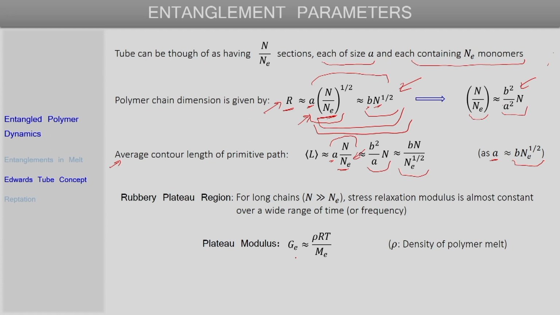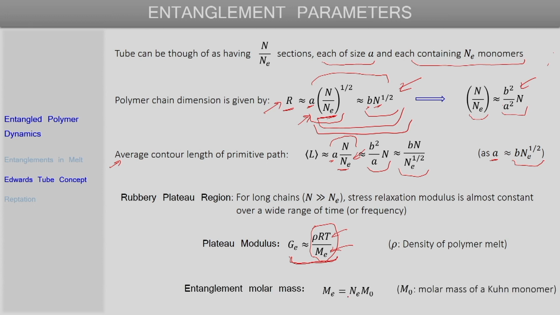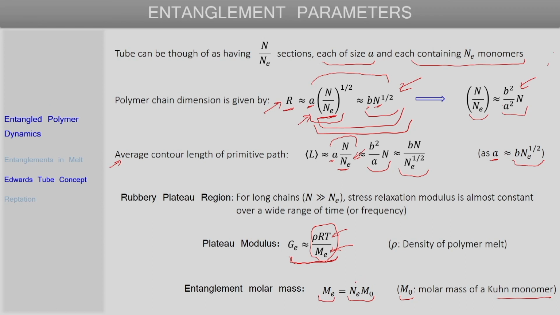This plateau modulus, we will not go into the details of this, can be represented to be of the order of this ratio, where rho is the density of the polymer melt, R of course is the gas constant, T is the absolute temperature, and Me is the molar mass of an entanglement strand. So, Me is called the entanglement molar mass, and it can be represented as ne times m naught, where m naught is the molar mass of a monomer. So, a single entanglement strand has ne number of monomers, and each monomer has a molar mass m naught. So, entanglement molar mass will be simply the product of these two.